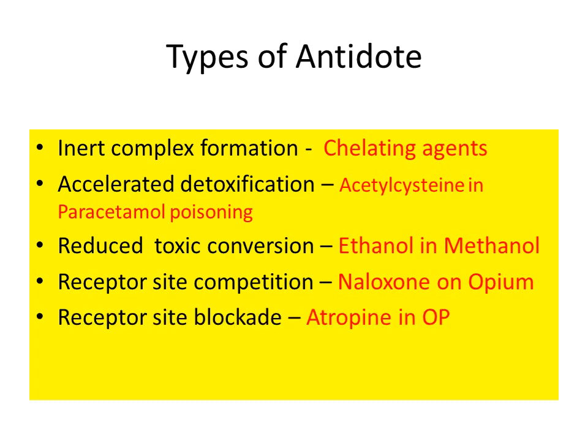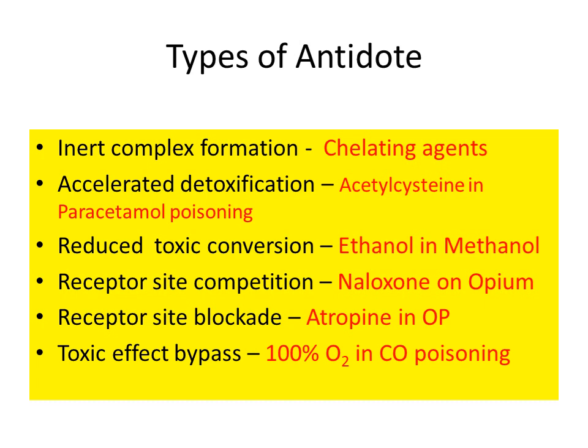Another one is known as receptor site blockade. The simple method of blocking the receptor site where the toxin acts will eliminate its effect, just like that of atropine that is done in organophosphorus poisoning.